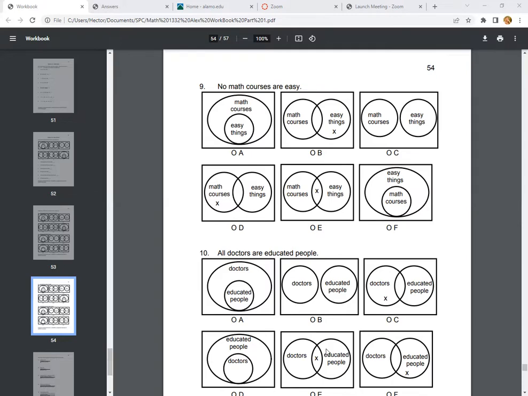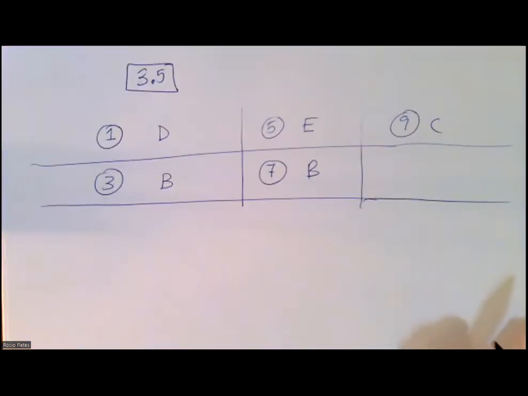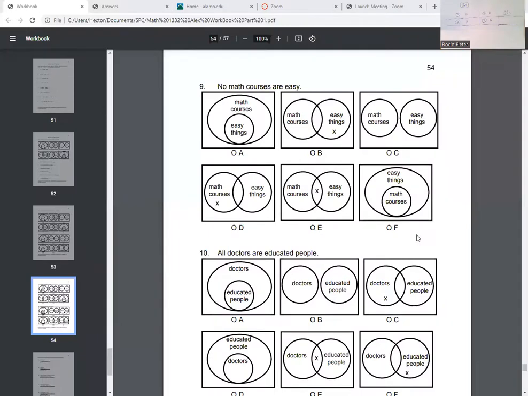And so let me stop sharing here to show you what I wrote. And so there it is. 1 is D, 3 is B, 5 is E, 7 is B, and 9 is C. All right, so let me move forward here.